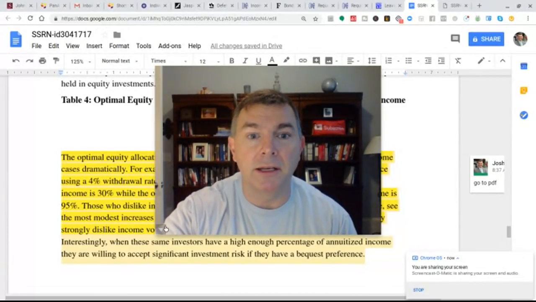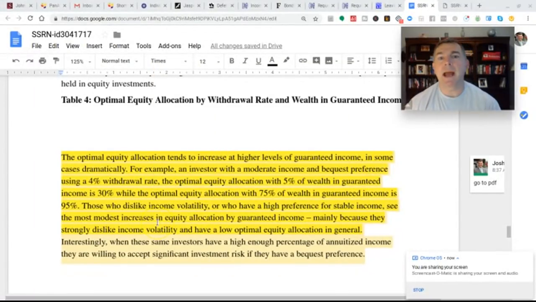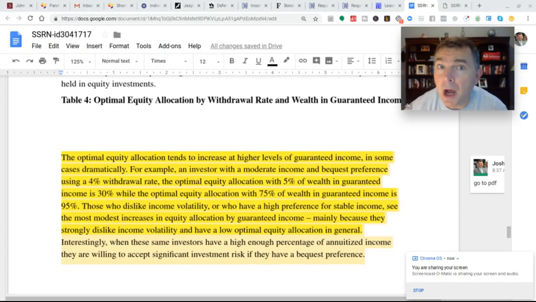So let's dive right into this. Optimal equity allocation by withdrawal rate and wealth and guaranteed income. The optimal equity allocation, equities or stocks, tends to increase at higher levels of guaranteed income, and in some cases dramatically. For example, for an investor with moderate income and bequest preferences using a 4% withdrawal rate, the optimal equity allocation with 5% of wealth in guaranteed income is 30%.